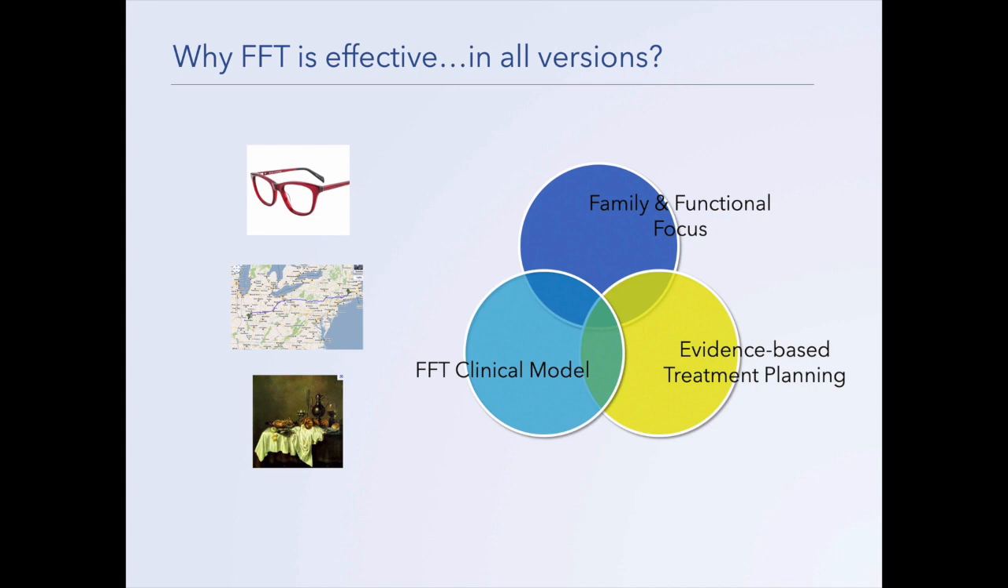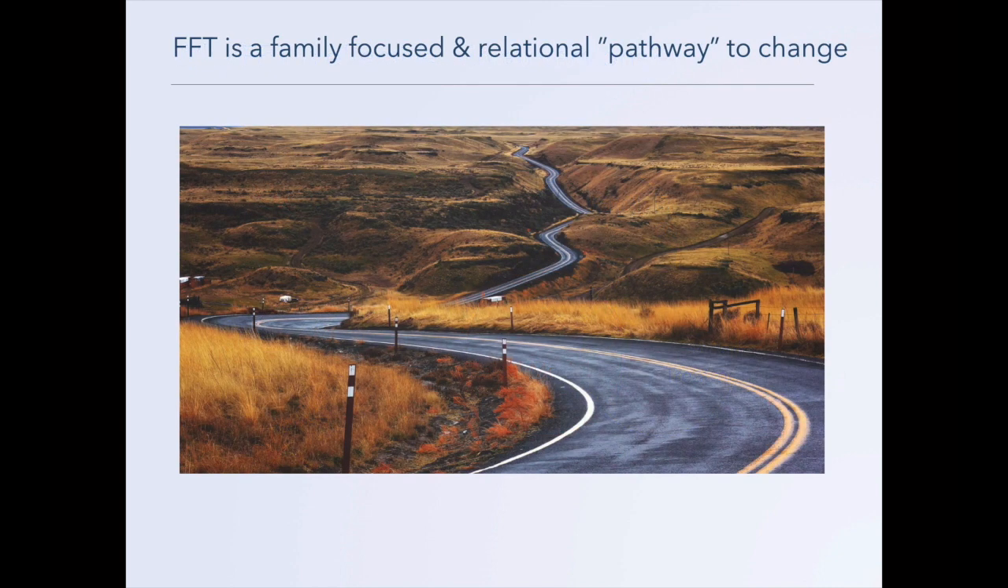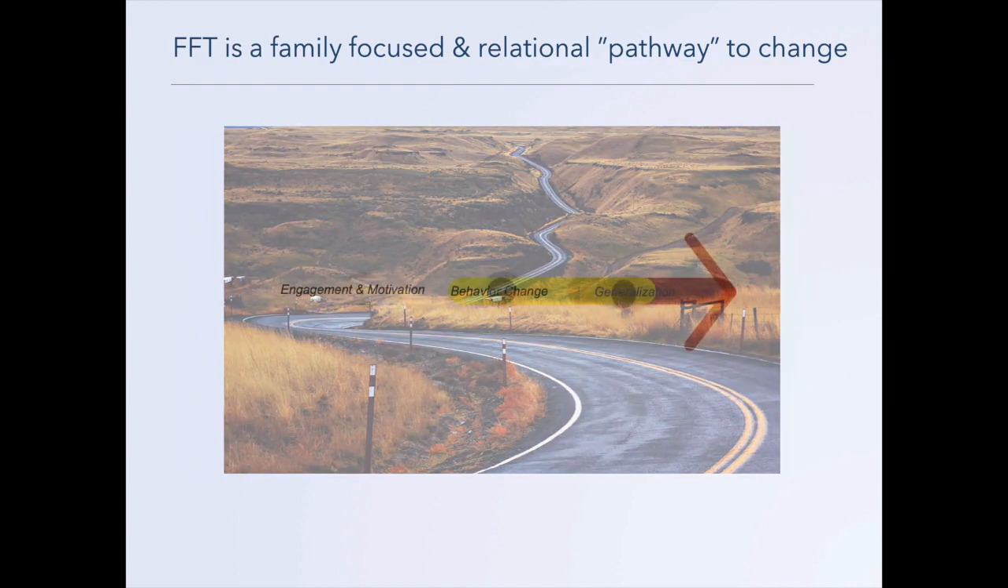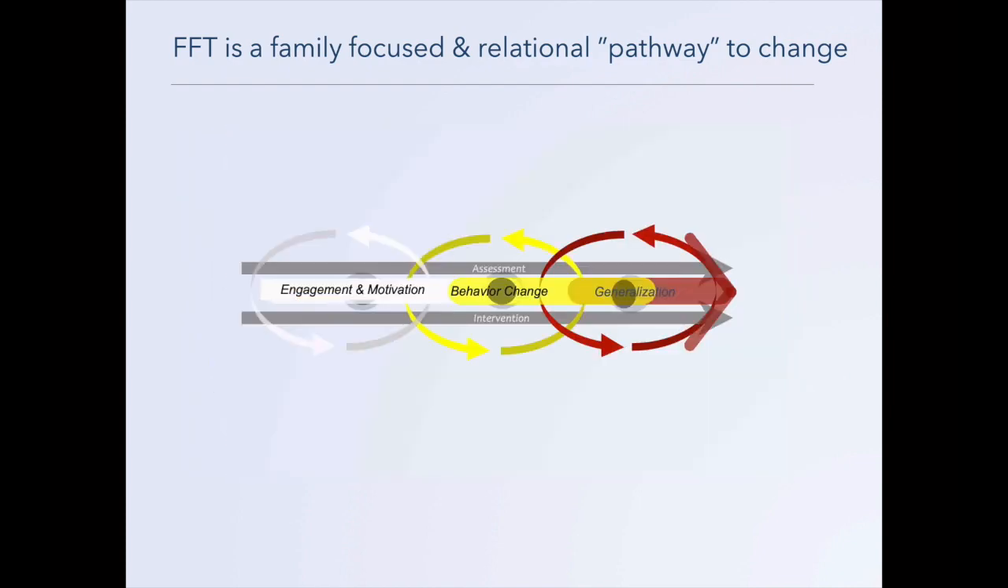FFT is a map. It's a relational pathway to change. And like other maps, as I've said before, it goes up, down, and around as it manages and tries to adjust to the contour of the context. In this particular case, family therapy, the context is the functioning of the family. And so the pathway, the model, has to wrap around that functioning and grab a family, engage them, take them through the different pathways of change.